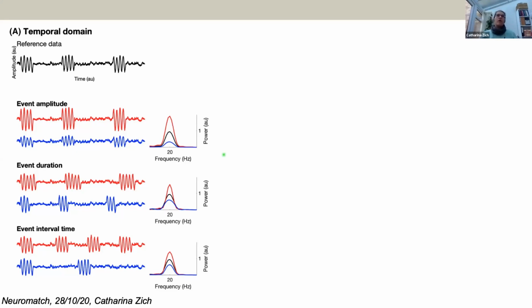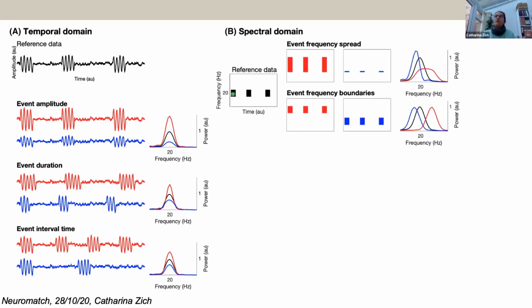However, so far, all this research has always focused on the temporal domain of the bursts and has kind of reduced the spectral and the spatial domain. However, we know that electrophysiological data always have a temporal, spectral, and spatial domain, and that bursts probably also exist in a spectral domain. Here, for instance, we see again a reference data. It's 3 bursts around 20 Hertz.